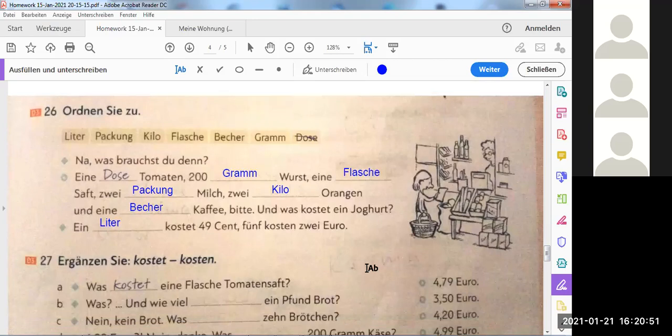Later. Are you able to see the screen? Somebody to say yes or deny? Yes. Check your answers. Remember you said homework, you are marking yourself. I just created the answer sheet. Of course, I'm going to post this to you. What does it mean? Liter, Packung, Kilo, Flasche, Becher, Gram, Dose. Something's making noise. Okay, perfect.